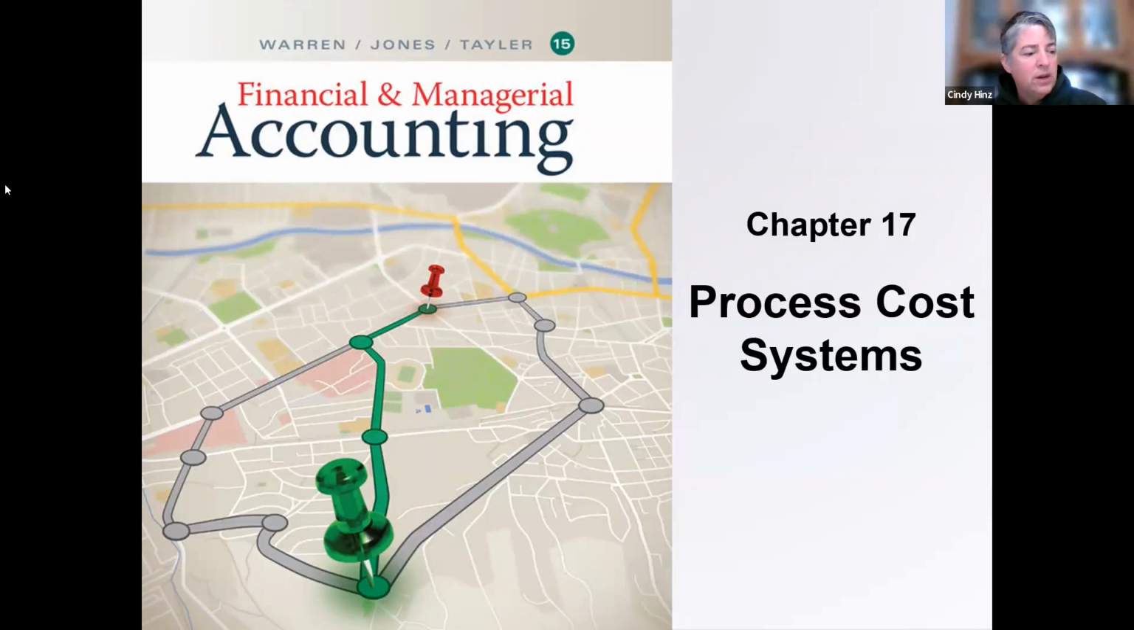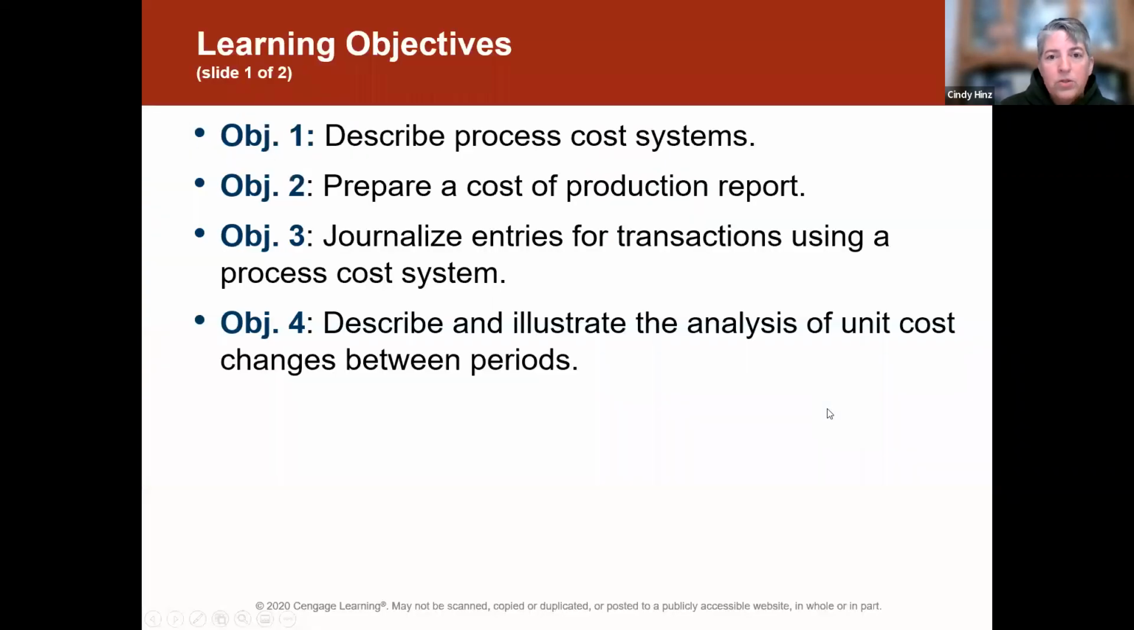And we're going to get started with our coverage of Chapter 17 on process cost systems. So we have 4 learning objectives for this chapter. You can see those on your screen.